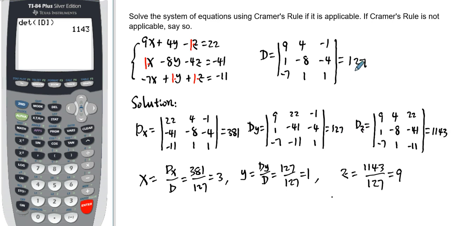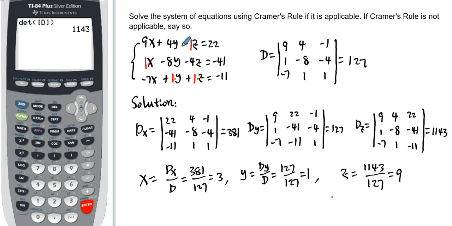You can do the rest of them in the same way. Then you have dx divided by d, 381 divided by 127 is 3. That's for x. 127 divided by 127, that's 1. And z is 1143 divided by 127, you have a 9. So x, y, z will be the solution 3, 1, 9.